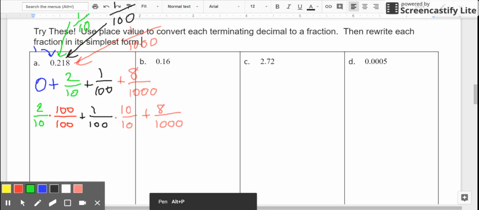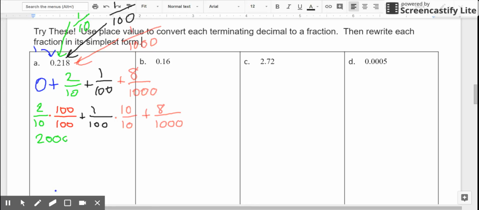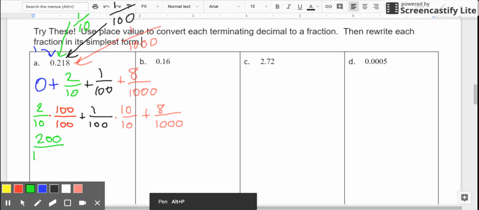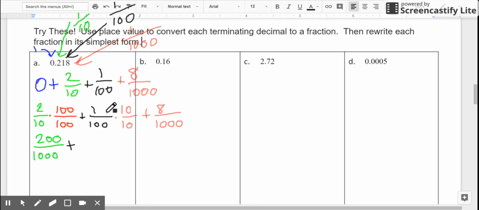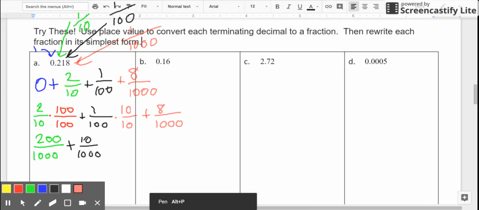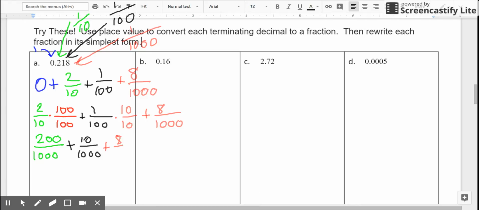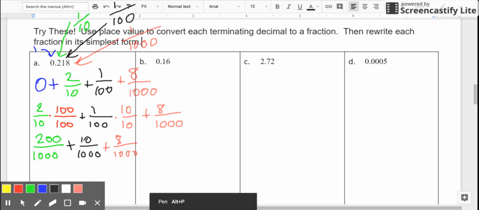So when I multiply here, 2/10 times 100/100 gives me 200 thousandths. Plus 1/100 times 10/10 gives me 10 thousandths. And obviously I had 8 thousandths at the end because I did not change that denominator. Well, take a look. That means I have 218 thousandths.